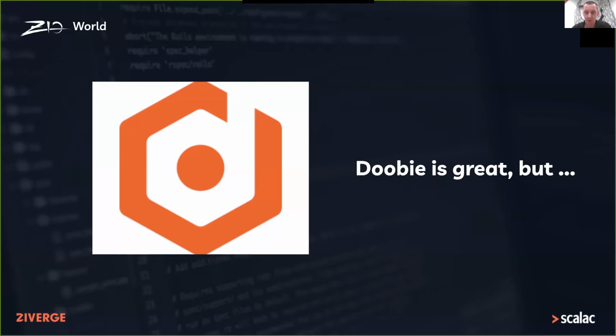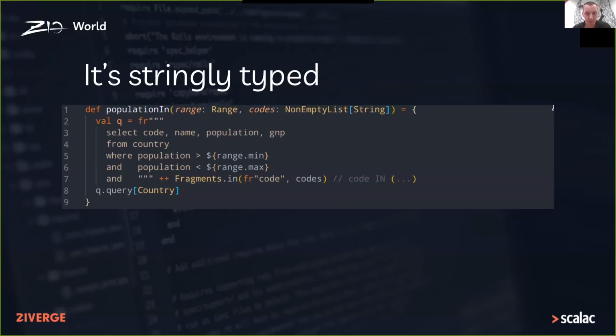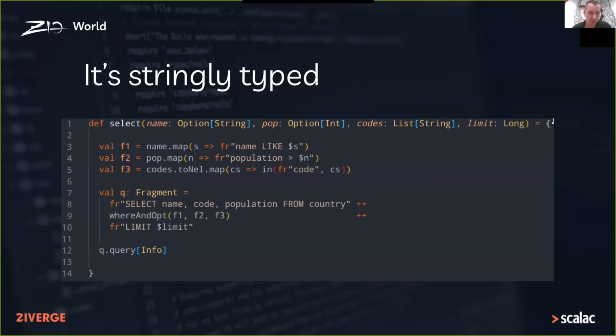So take a look at Doobie. Everyone seems to love Doobie. So if you're working with Doobie, you are working with strings. They are checked for correctness, but not checked against any schema. And another problem is that if you're working with strings, you are going to concatenate strings. And this can get out of hand quite quickly and become, well, at least bad.